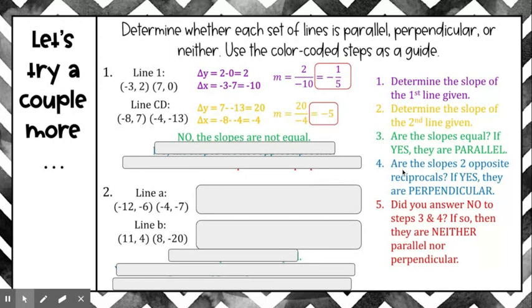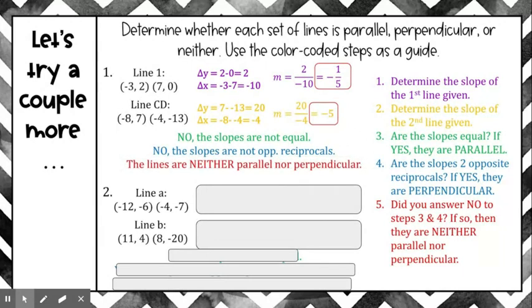Are the slopes two opposite reciprocals? If yes, then they're perpendicular. Well, no, these aren't opposite reciprocals because they would have opposite signs, and they have the same sign. So they're not opposite reciprocals. So 5, did you answer no to steps 3 and 4? Sure did. So they are neither. These lines are neither parallel nor perpendicular.